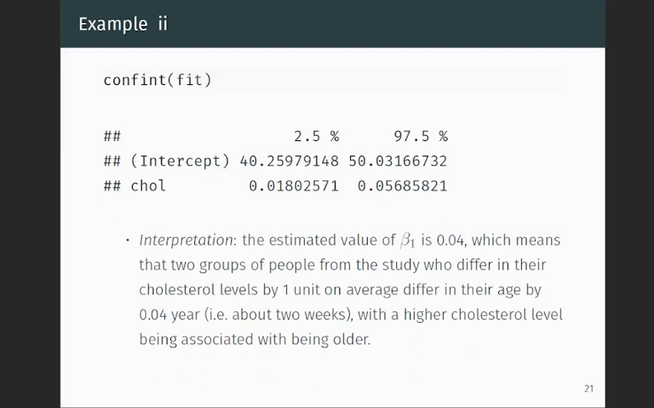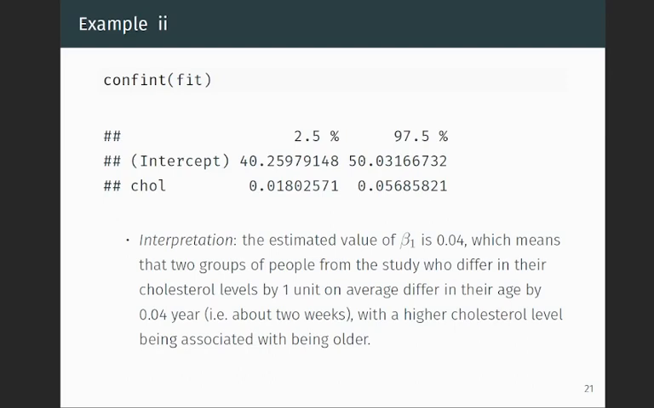And we can even compute confidence intervals again, and we see here that the confidence interval for cholesterol does not cross 0. And so here I wrote down a careful interpretation of those coefficients. So the estimated value of beta 1 is 0.04, which means that two groups of people from the study who differ in their cholesterol levels by 1 unit on average differ in their age by 0.04 year, or about 2 weeks, with the higher cholesterol level being associated with being older.